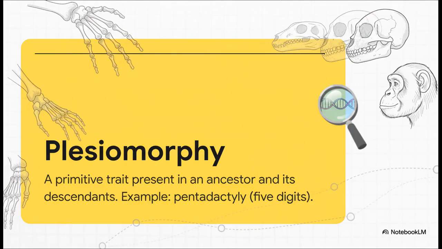First up is plesiomorphy. It sounds complicated, but it's really just a fancy word for a primitive trait. Think of it as an ancient feature that's been passed down from a very distant ancestor. A perfect example is having 5 fingers and 5 toes. Primates have it, sure, but so did the early amphibians and reptiles they evolved from. It's a shared, really old characteristic.